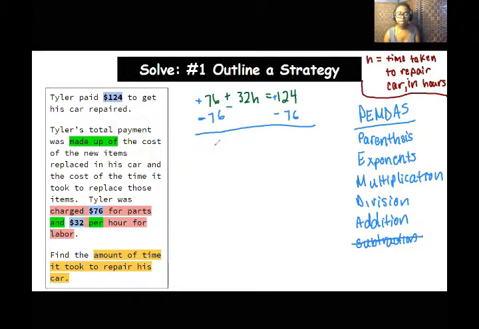76 minus 76 is 0, and we bring down what's left. And then we do 124 minus 76. Now, I like to do a specific type of subtraction that I wasn't taught in school. Most of you probably have not been taught in school how to do subtraction this way. But when I learned it, I was like, I'm doing it that way every time.